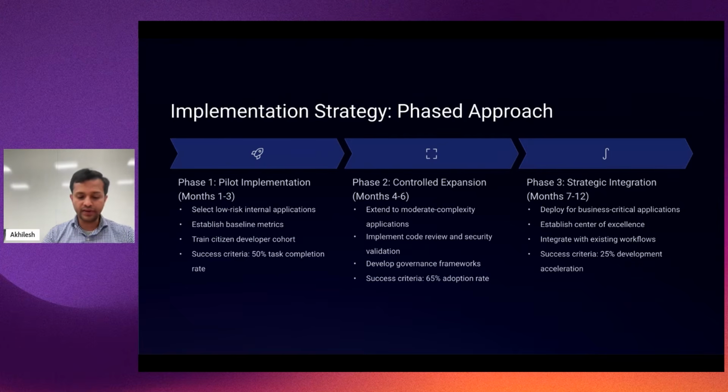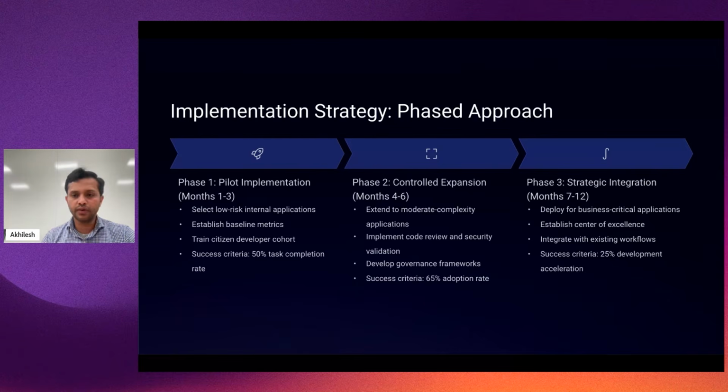And an interesting thing that we wanted to talk about is, let's say you want to do this right in your organization or in your company, what is the playbook that has worked for a lot of companies? So the first one is you start safe, right, within months 1 to 3, where you pick some internal tools which could be employee directories or simple dashboards, and you train a cohort of citizen developers. Citizen developers basically means people who are internal, who have the domain expertise and are able to use AI tools to write code, right? So you train them, and then you see that there's at least a 50% task completion rate, right?